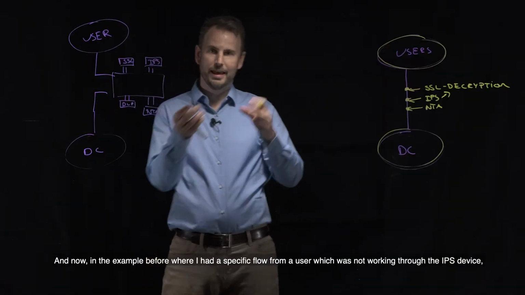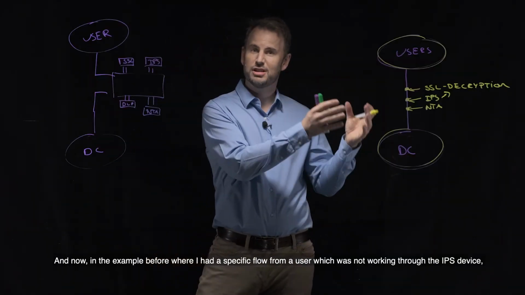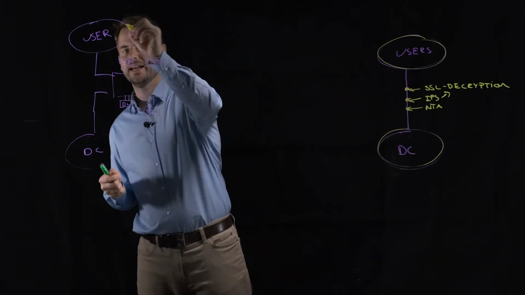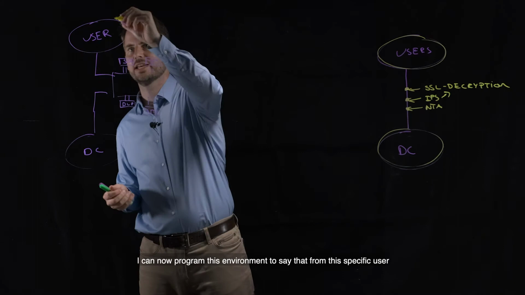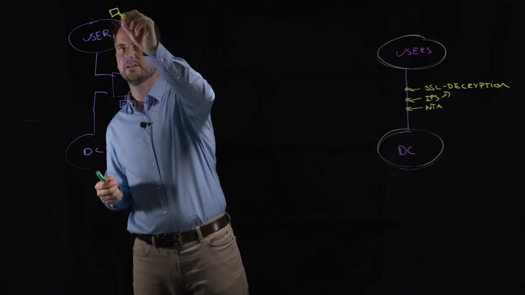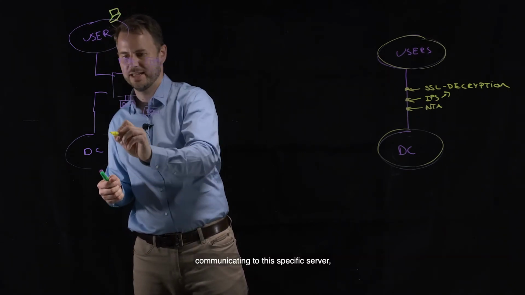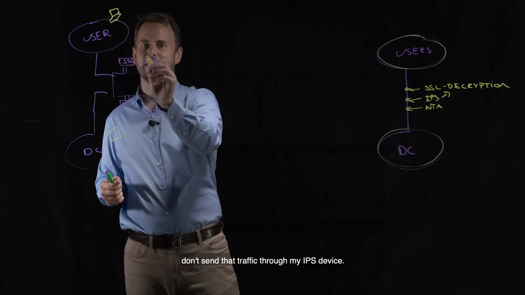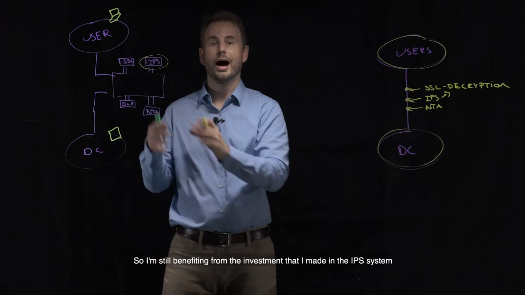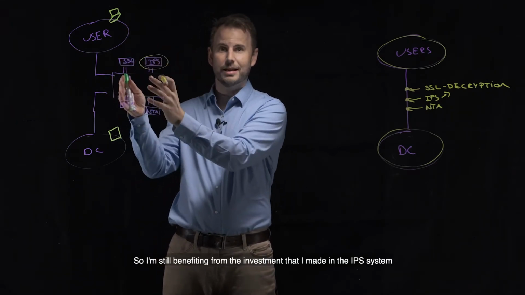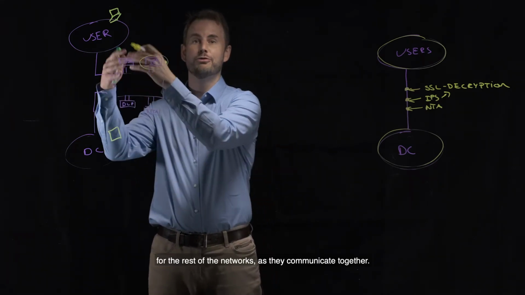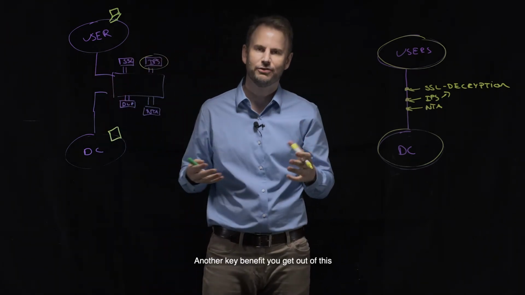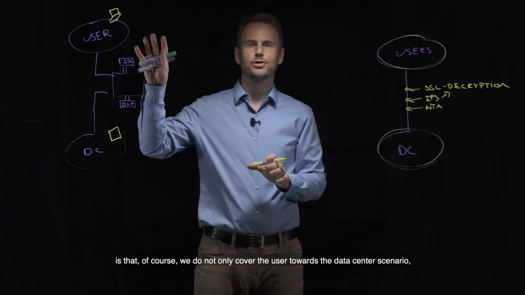And now, in the example before where I had a specific flow from a user which was not working through the IPS device, I can now program this environment to say that from this specific user communicating to this specific server, don't send that traffic through my IPS device. So I'm still benefiting from the investment that I made in the IPS system for the rest of the networks as they communicate together.